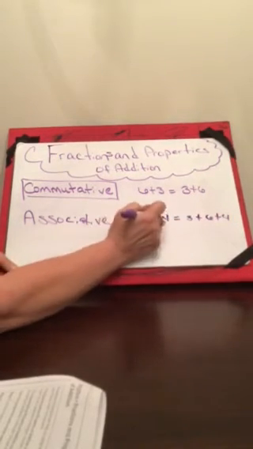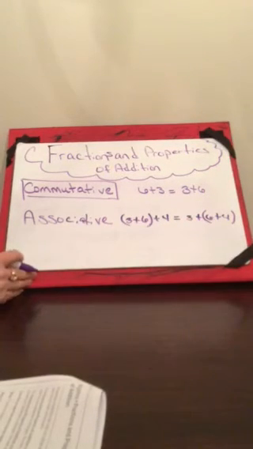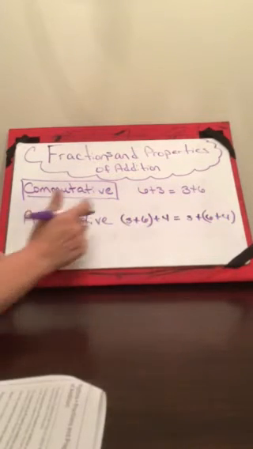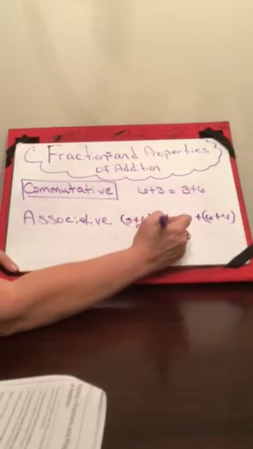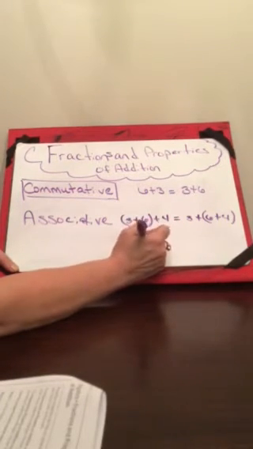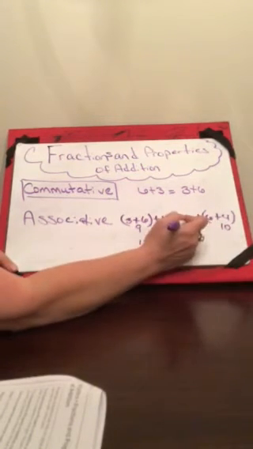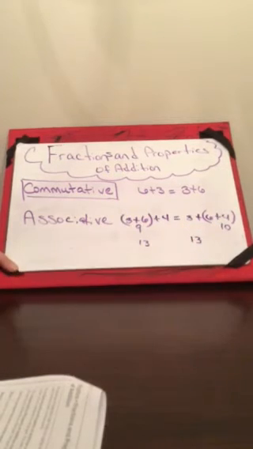And here we have 3 and 6 grouped, and here we have 6 and 4 grouped. Okay? I always do what's in the parentheses first. 3 plus 6 is 9. 9 plus 4 would equal 13, so my answer would be 13. 6 plus 4 is 10, and I add a 3, so my answer here would be 13 as well.